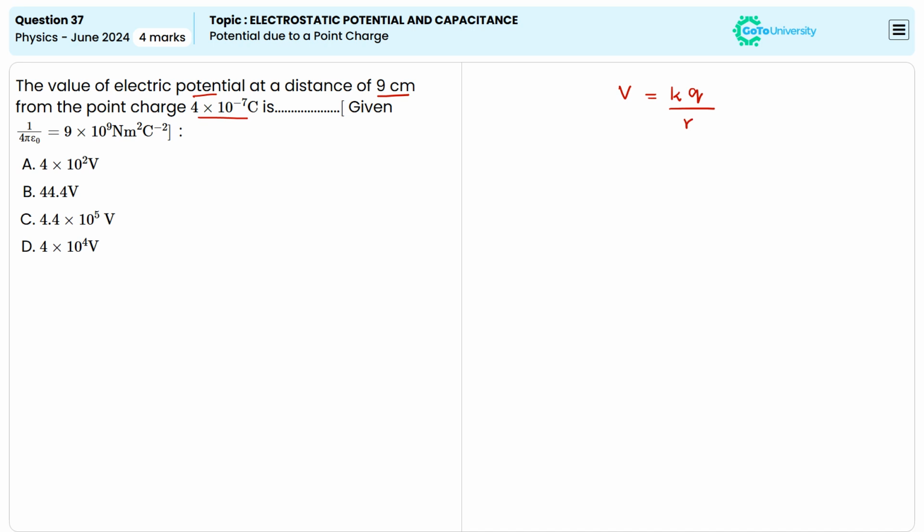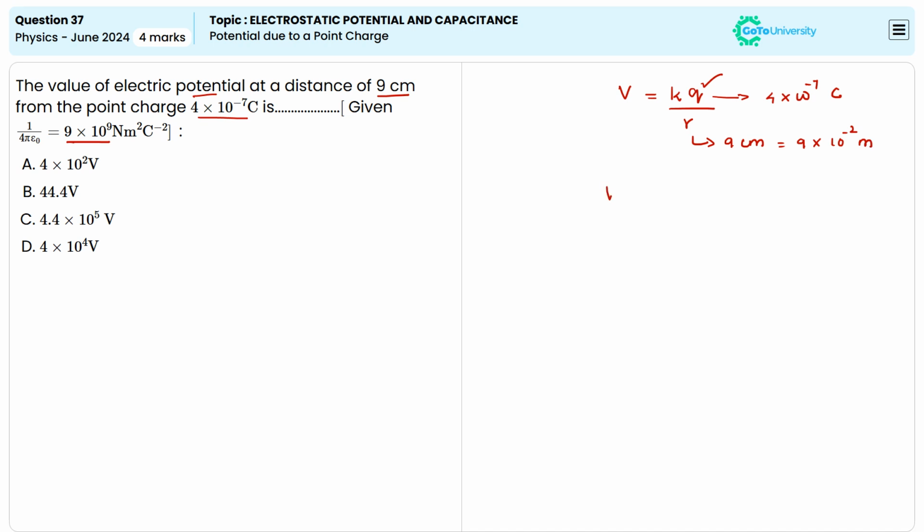by r, where k is representing the Coulomb's constant, which is given as 9 times 10 to the power 9 in the question, and q is representing the charge, which is given as 4 times 10 to the power negative 7 coulomb, and r is representing the distance between a charge, which is given as 9 centimeter, which means it's equal to 9 times 10 to the power negative 2 meter.